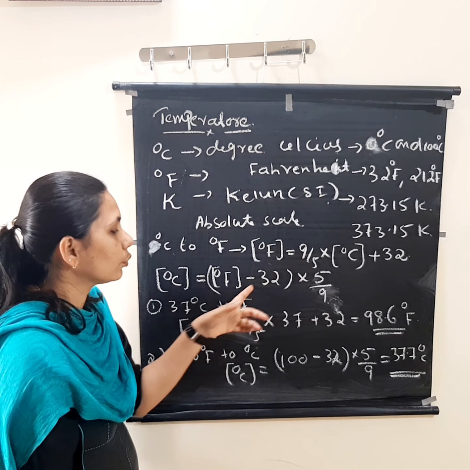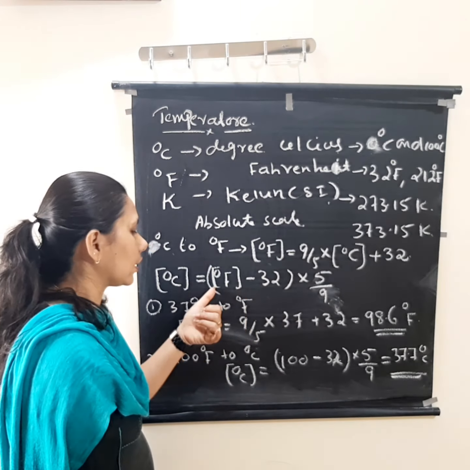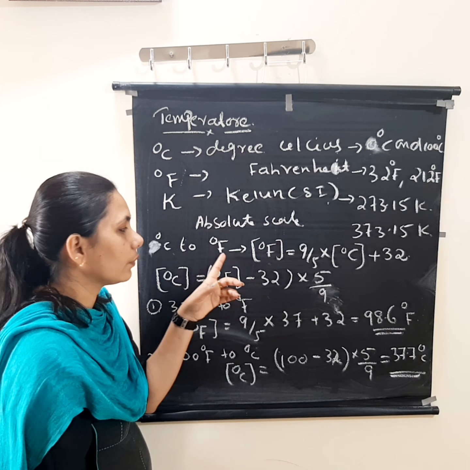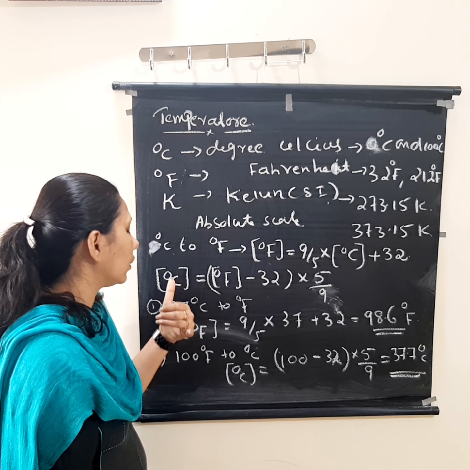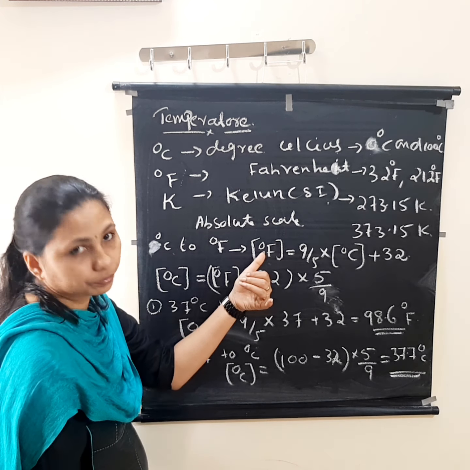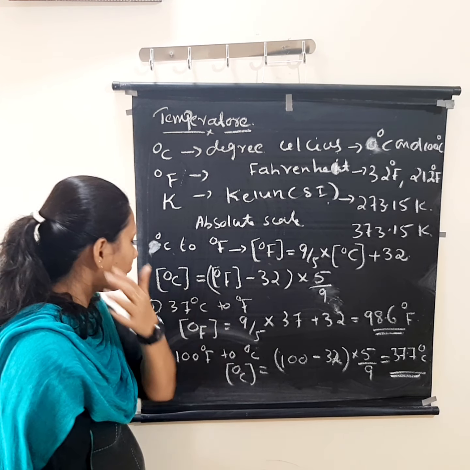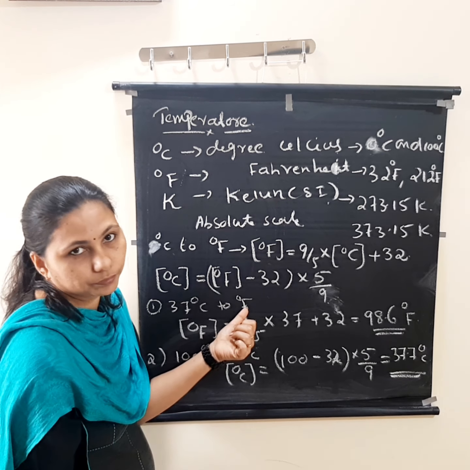So only one relation is required. Just rearranging that relation, we will get the second one. Degree Celsius to Fahrenheit is this one, and Fahrenheit to degree Celsius is the second one. Okay, so this is the first question, 37 degrees Celsius to Fahrenheit. Clear?